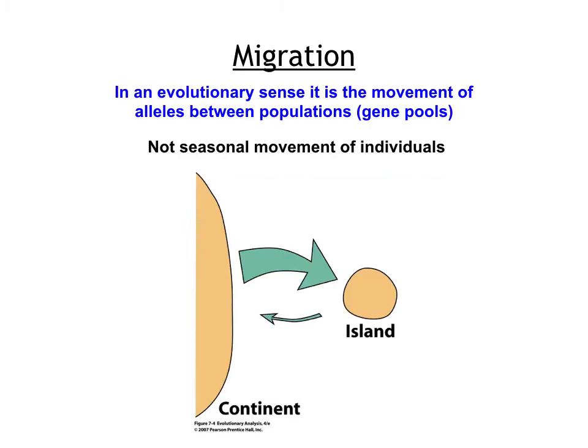Okay, so the first thing that we have to do in the discussion of migration is sort of define it in evolutionary terms. Usually when you think of migration, people think of the seasonal movement of individuals. For instance, birds flying south for the winter. From an evolutionary biology perspective, that's not what migration is. Migration is the movement of alleles between populations. So it's genes moving from one population to another population.